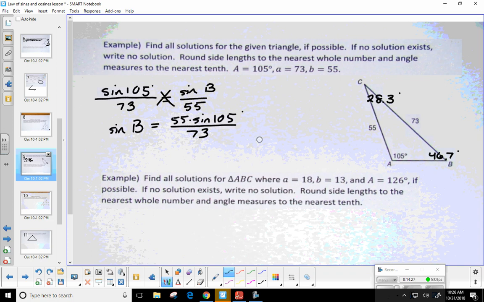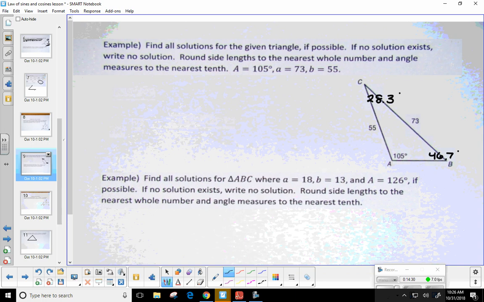All right, so I'm going to set up just another one. Again, I like to use the original pair, but you can switch it up if you want to. I'm going to say sine of 105 degrees over the 73 is equal to, well, we just found C to be 28.3 degrees, and we're going to put that over little c. Now we're rounding the side lengths to the nearest whole number. So somebody help me out. What should I be getting for that base side? 17.1? Ooh, a little off.